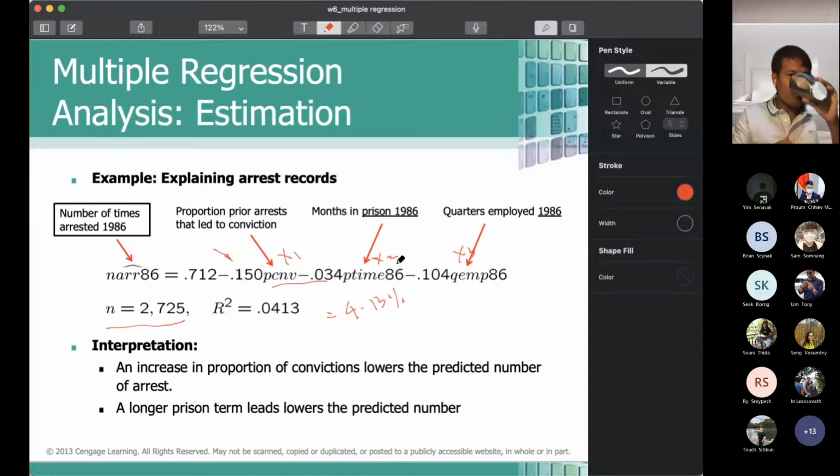Questions, everyone? I go a little bit fast because the last few slides are the same as simple linear regressions. So we spend more time on the example. Questions?